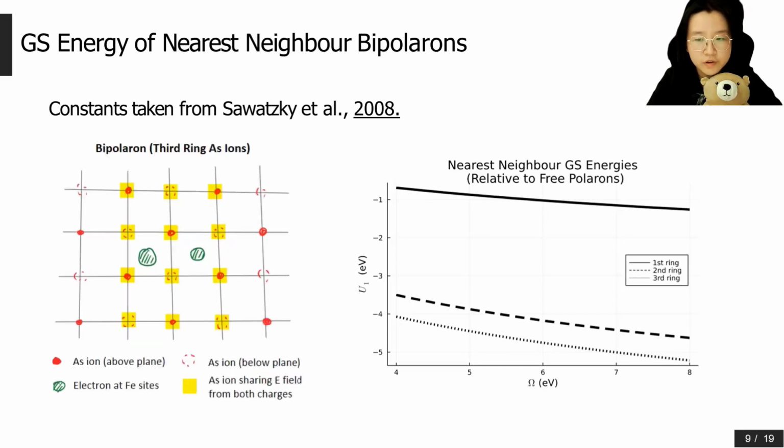We can always move further into the third ring of arsenic ions, but the relative changes in energy are much smaller, despite the many more arsenic ions that are sharing electric fields. This is because the electric fields are falling off very quickly with distance, and even faster if we were to include screening in this model, which I do not have in this graph.